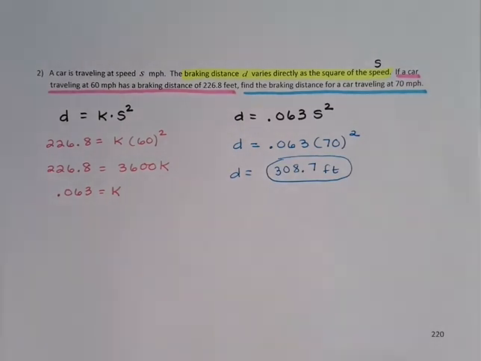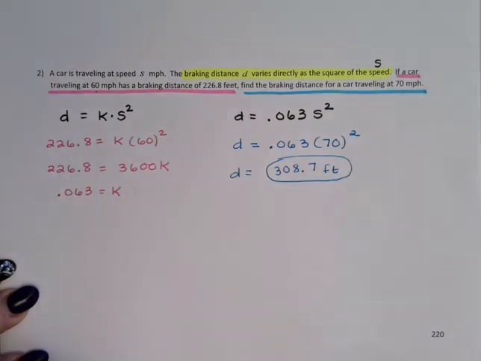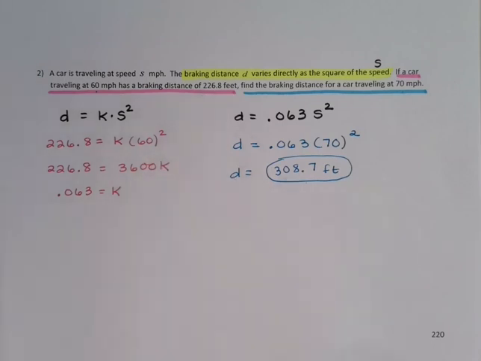Notice this is logical for this problem. We're going faster than we were at 60, and our braking distance is a bit longer than it was at 60, so things seem to be working out the way they should. All right, that brings us actually to the end of section B. We'll come back and do section C in the next video.